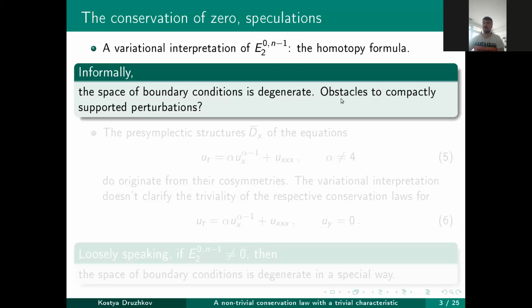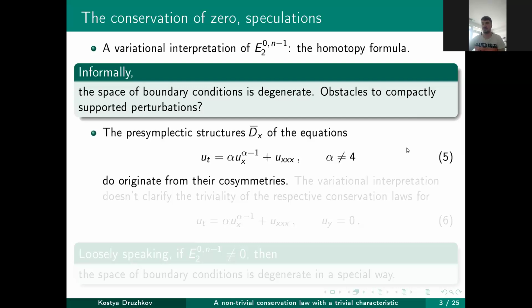This means on some intuitive level that there must be some obstacles to compactly supported perturbations somehow. Again, this is just an informal interpretation. The interpretation is not that good. This is why I decided not to include it in the corresponding paper. But here I can try to explain somehow.